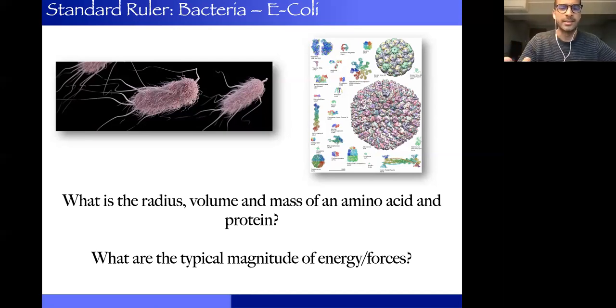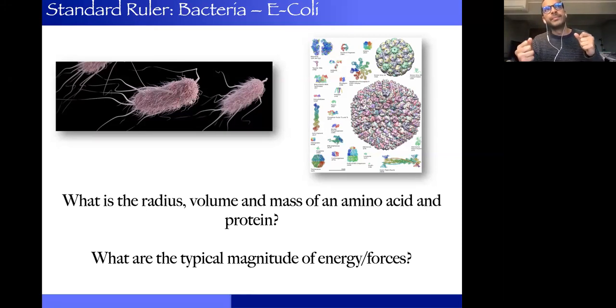If I treated it like a sphere, what would be the typical radius of that protein? What would be its mass? And similarly, what would be the size of the specific building blocks, the amino acids that make up these proteins?